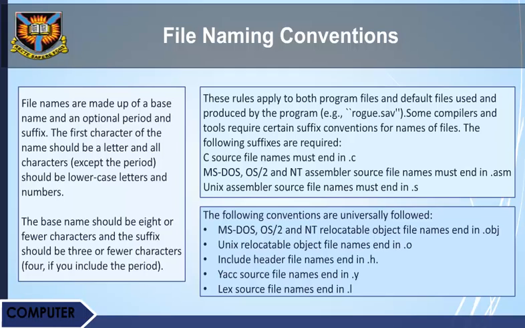The following conventions are universally followed. MS-DOS, OS/2, and NT relocatable object file names end in .obj. Unix relocatable object file names end in .o. Include header file names end in .h. Yacc source file names end in .y. Lex source file names end in .l.